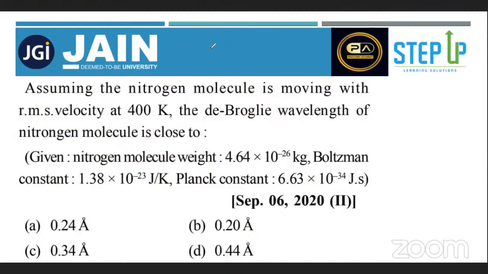Assuming the nitrogen molecule is moving with RMS velocity. If you remember, I'll just give you the formula for VRMS. VRMS can be written as root over 3kT by M, where k is the Boltzmann constant.